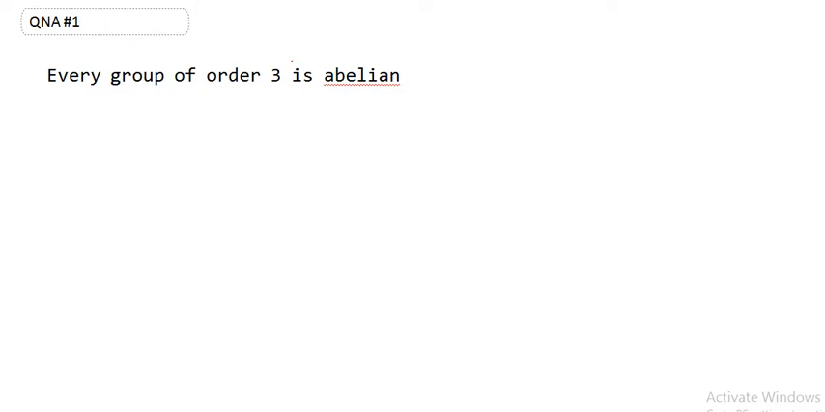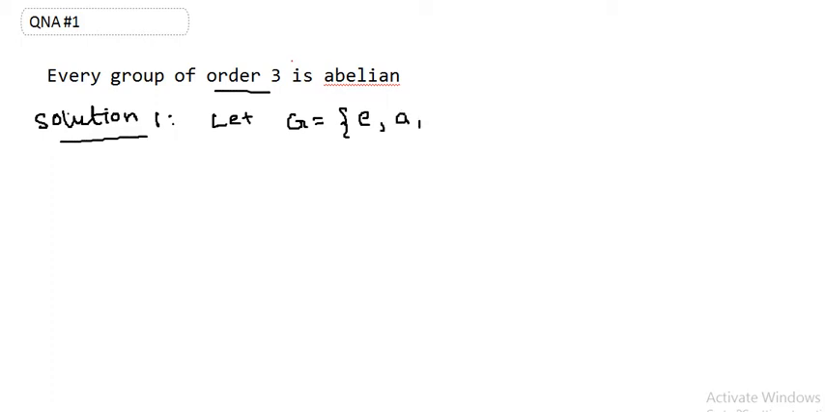Here we go. So this is solution procedure 1. Let me write that: Solution 1. Here we assume that G is a group of order 3, so it must contain 3 elements. We assume that E is our identity element, and two other elements A and B which are non-identity elements. A is a non-identity element and B is another non-identity element.